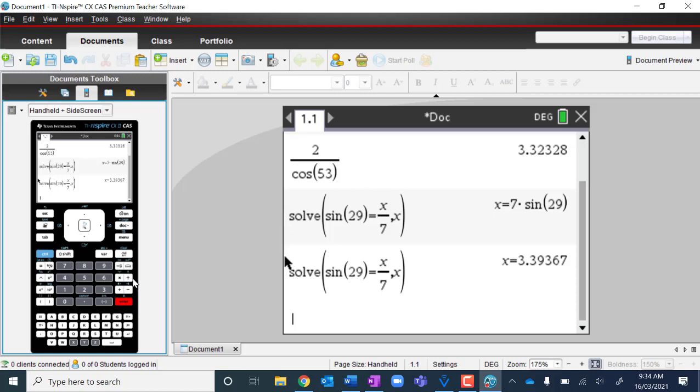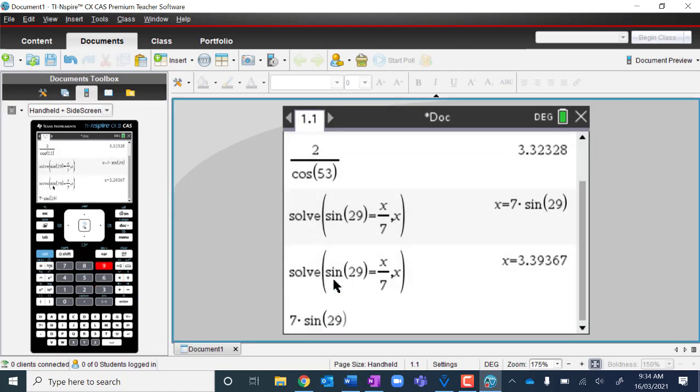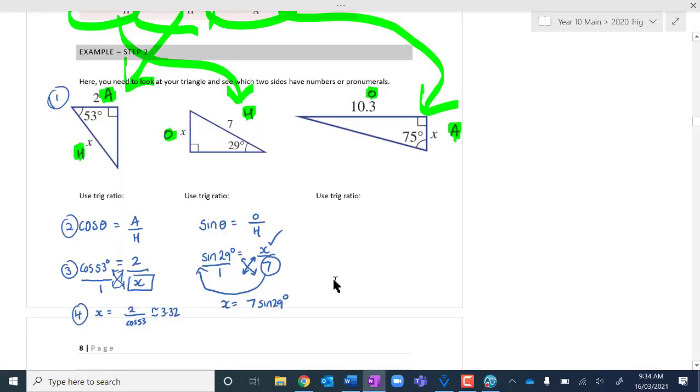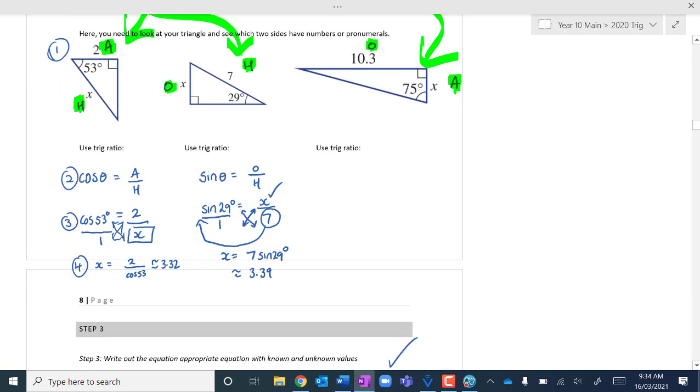Wow. It's exactly the same thing, but in my opinion, that is much slower than what we just did, simply rearranging and getting the 7 up. So you've got solve, as opposed to 7 times sine of 29. If you ask me, I know which one I'd rather be doing. Do that one. Okay, 3.39 is what our answer is there. So that's going to be 3.39.